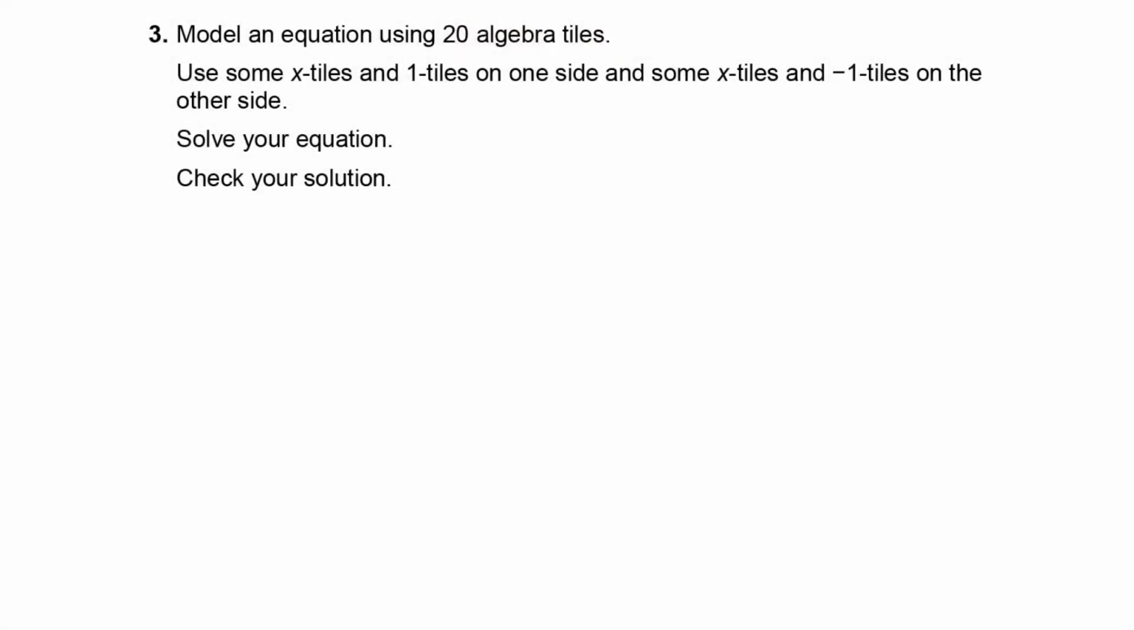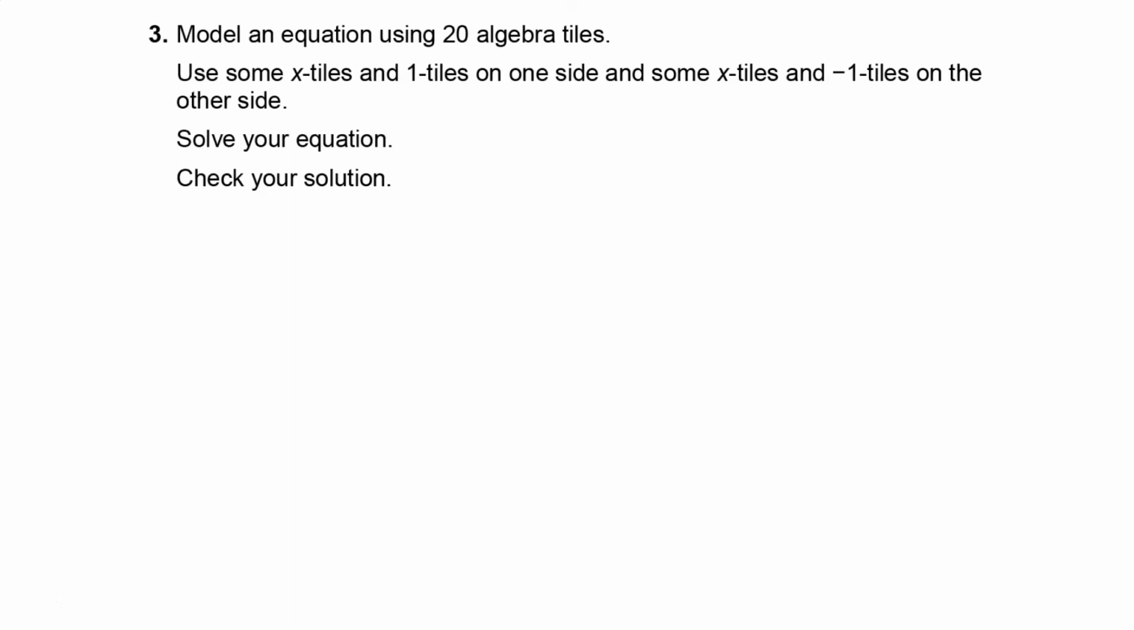For the next question, we're going to do a model using 20 algebra tiles this time. On one side of the equation, we're going to have x tiles and 1 tiles. On the other side, we're going to have x tiles and negative 1 tiles. Go through the same process of solving the equation visually, and then come back and we'll check it algebraically.